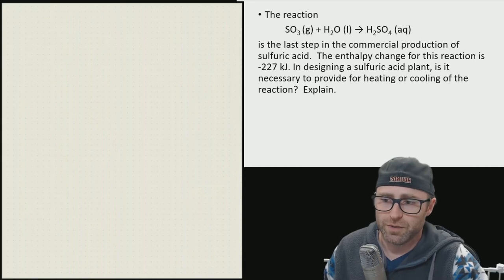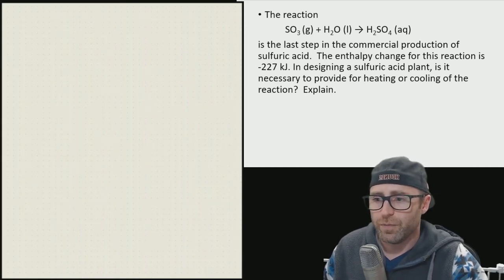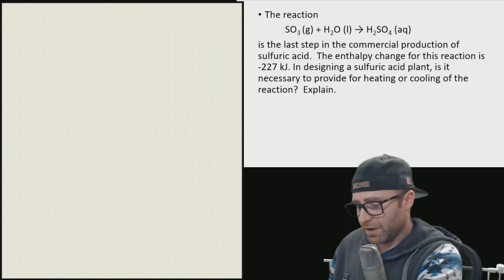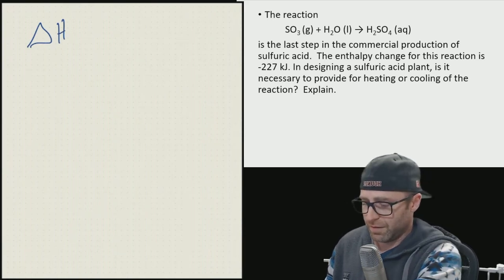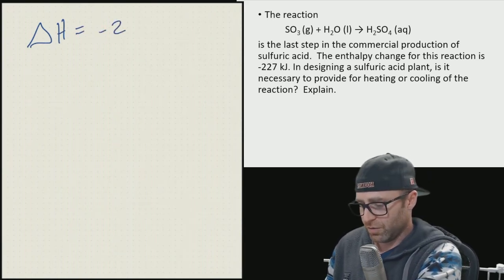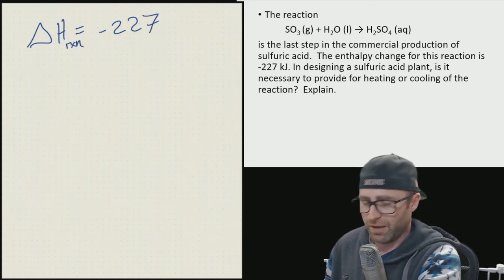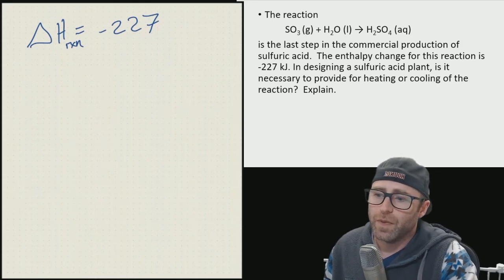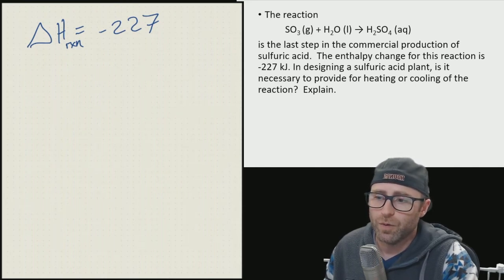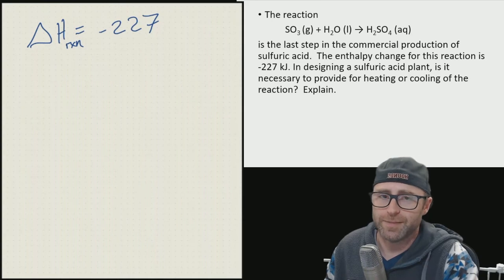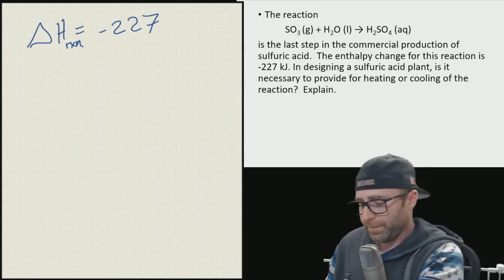-227 kilojoules. So we should be thinking in our heads, delta H is -227. And specifically, it tells us for this reaction, so this is the enthalpy of reaction. In designing a sulfuric acid plant, is it necessary to provide heating or cooling of this reaction? And explain why.